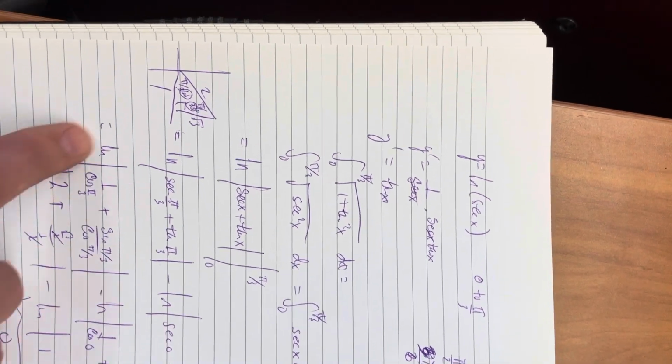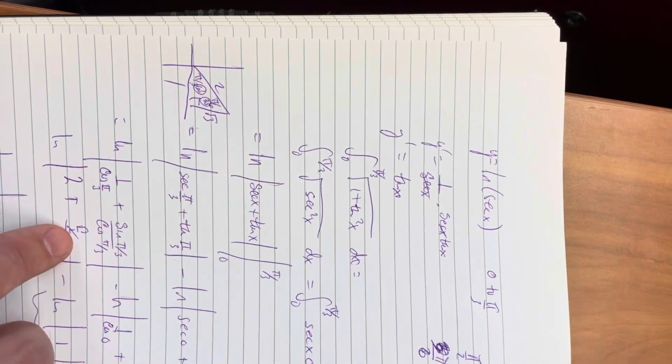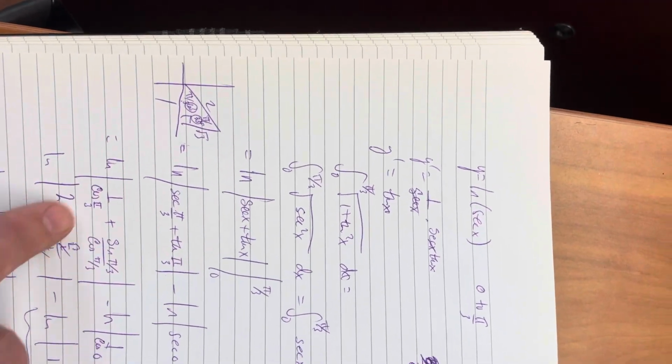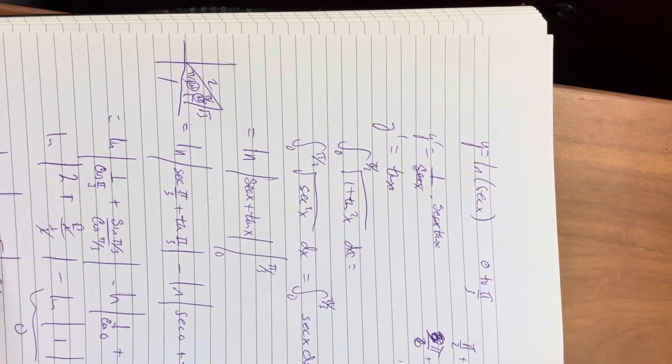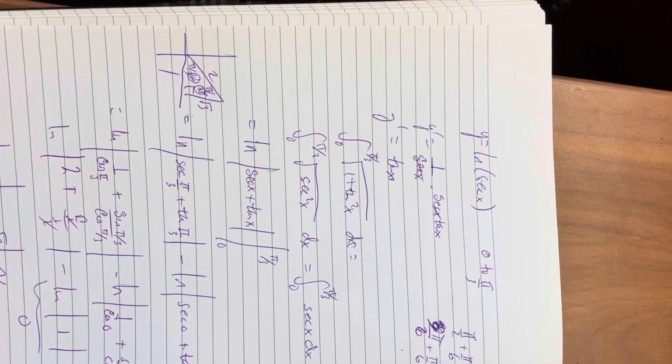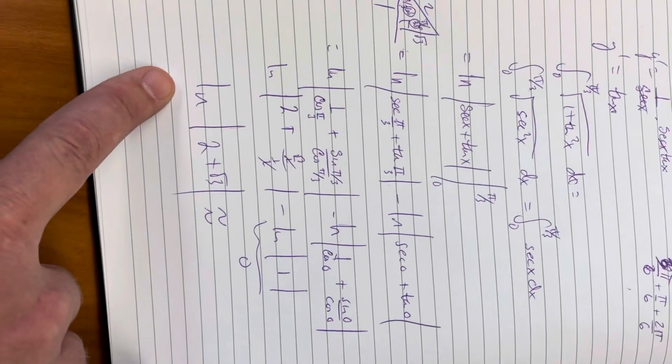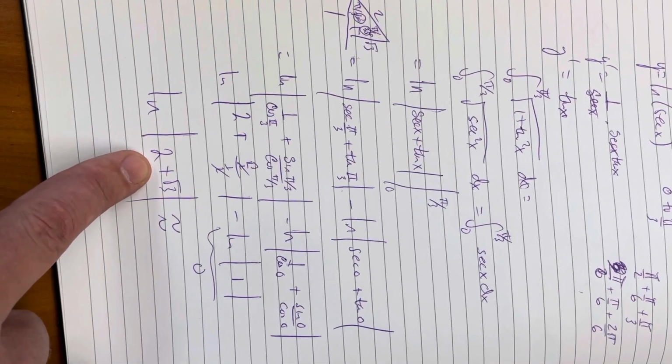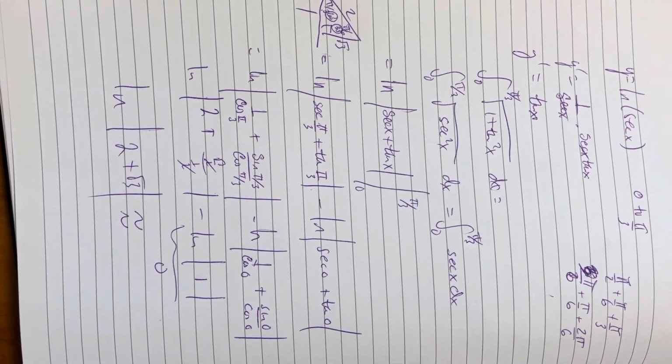Sine of pi over 3 is going to be square root of 3 over 2. And then cosine of pi over 3 is 1/2, and the 2's cancel, so I'm left with just a square root of 3. So I end up with a natural log of 2 plus root 3. Hope that helps.